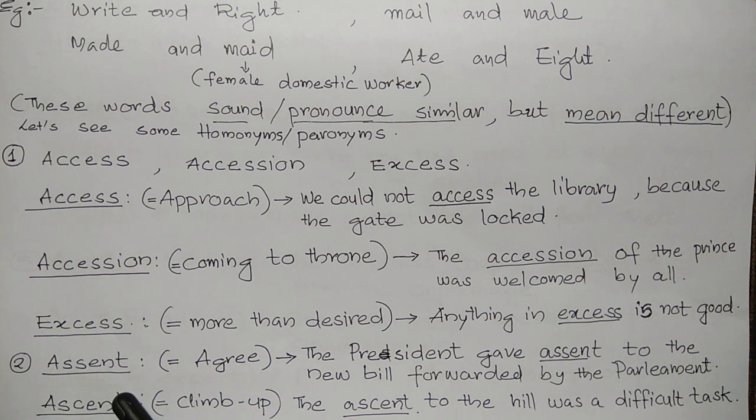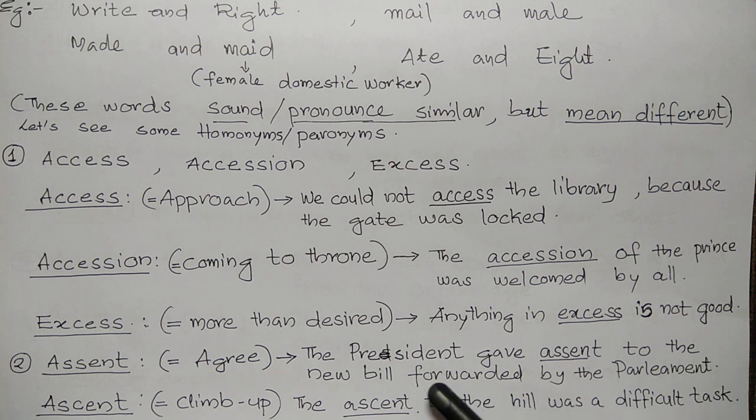Second one, assent and ascent. Both sound the same but meaning is different. A-S-S-E-N-T, assent means agree. The president gave assent to the new bill forwarded by the parliament. We know that if any bill is forwarded by Lok Sabha and Rajya Sabha, then the president has to give the assent. Means the president has to agree with it. So that is assent. A-S-C-E-N-T, ascent, that means climb up. The ascent to the hill was a difficult task. This one is climb up.